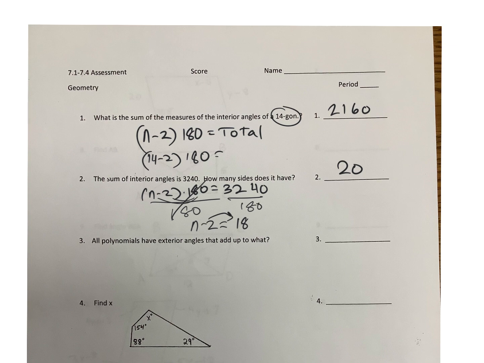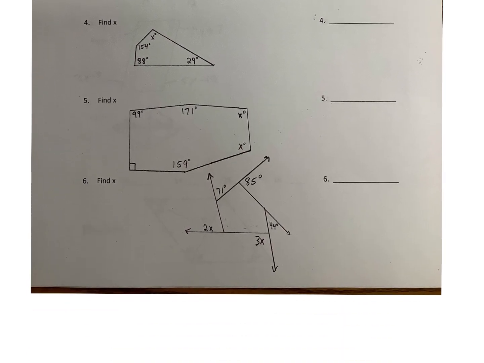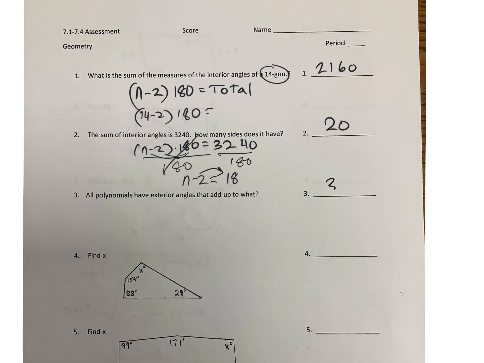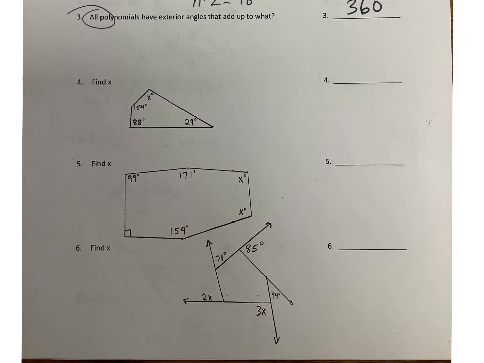All polygons have exterior angles that add up to what? So number 3 has everything to do with number 6. Those are all exterior angles. So all of these add up to 360. So number 3, no matter how many sides you have, all sided figures, all polygons, the exterior angles add up to 360. All right? All right, so now find x.